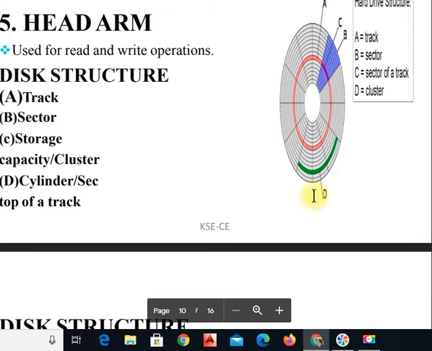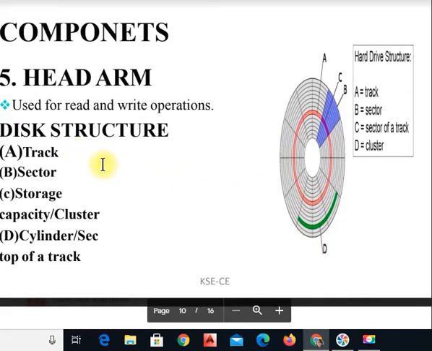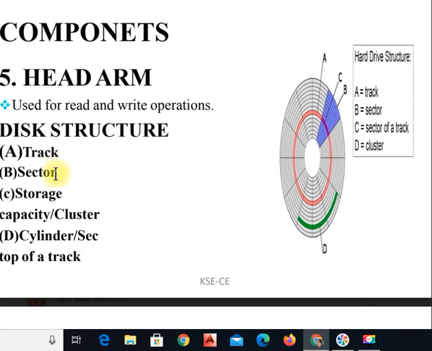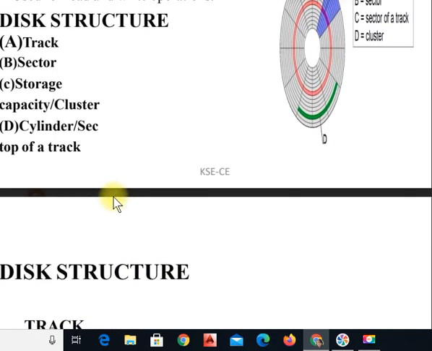Then head arm. Head arm means there is a disk structure, and these are all the components of the disk. First one is a track, then second one is a sector, third one is a storage capacity, otherwise you can say cluster, fourth one is a cylinder, otherwise you can say stack of the tracks.